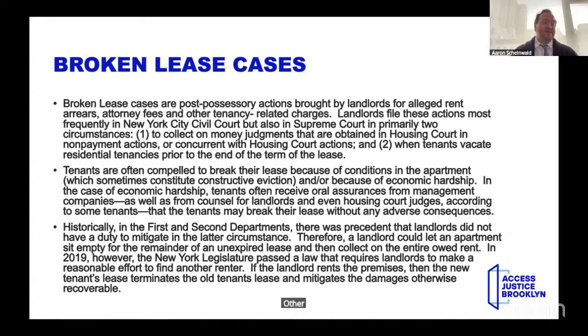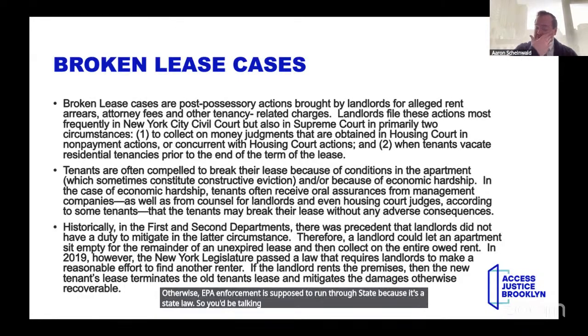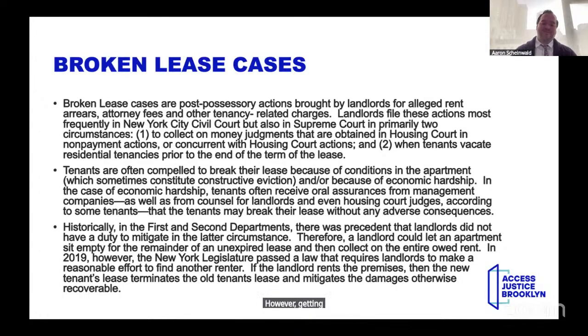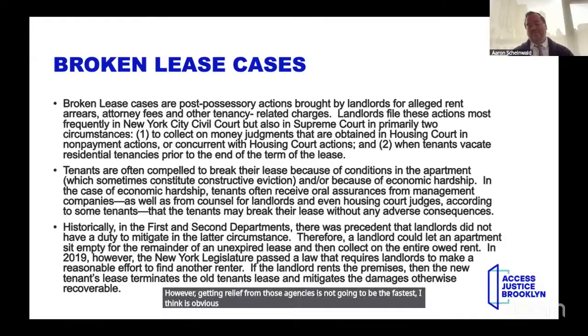Otherwise, EPA enforcement is supposed to run through the state because it's a state law. So you'd be talking about the Department of Financial Services, which regulates the financial institutions, i.e. banks in New York State, or you'd be talking about, obviously, the State Attorney General's office. However, getting relief from those agencies is not going to be the fastest, I think is obvious. And so again, your best solution most likely is going to court and filing an order to show cause.